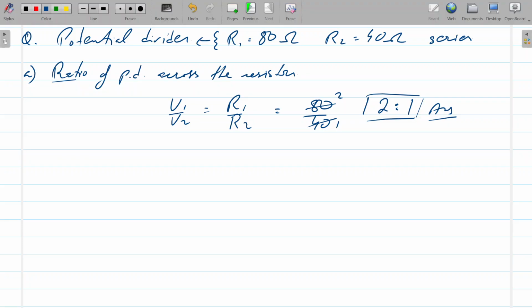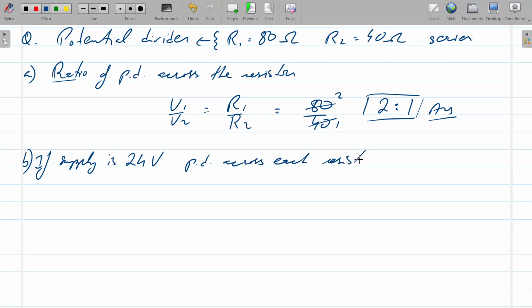Now they're asking, right, if the supply voltage is 24 volts, what is the potential difference across each resistor?